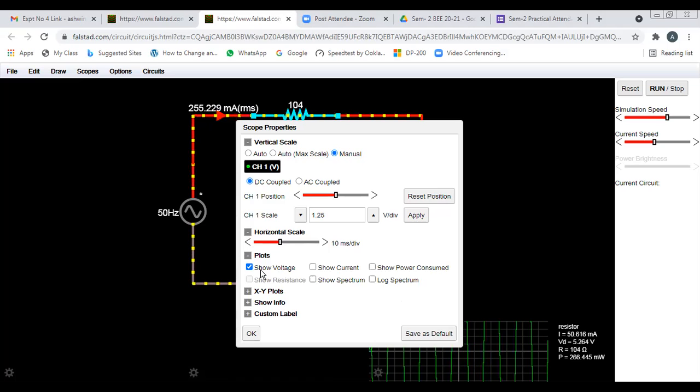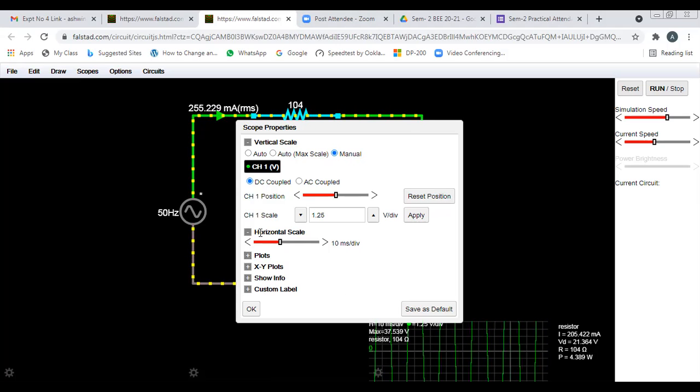Click it. Here you can activate whatever display you want: voltage, current, power. Voltage is activated right now. Show voltage is ticked, means I have activated the voltage. You can activate current also. Current is displayed in yellow color and voltage in green color. See here, the horizontal scale option is there.